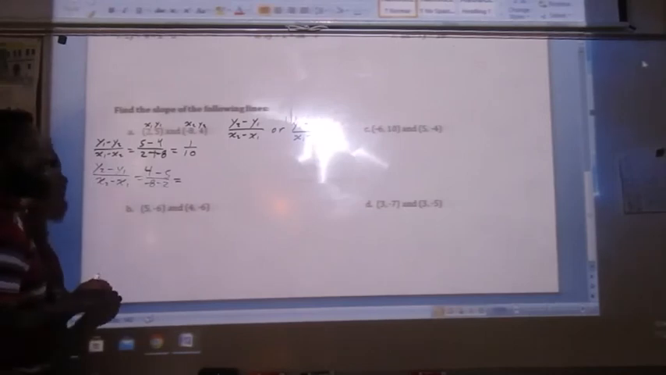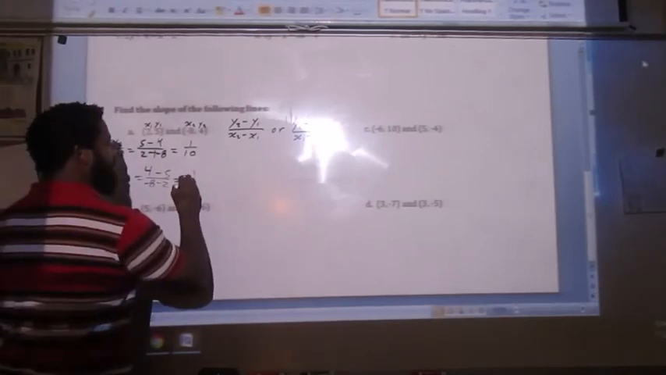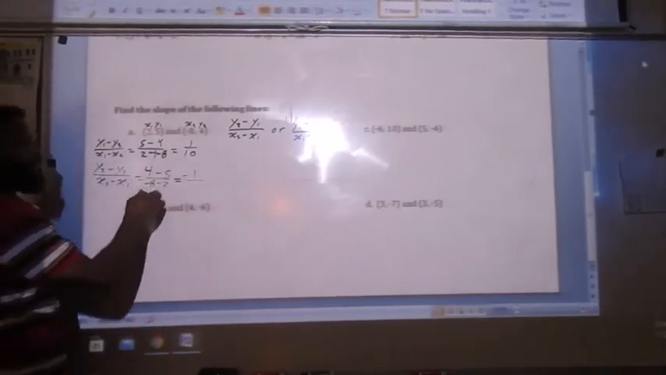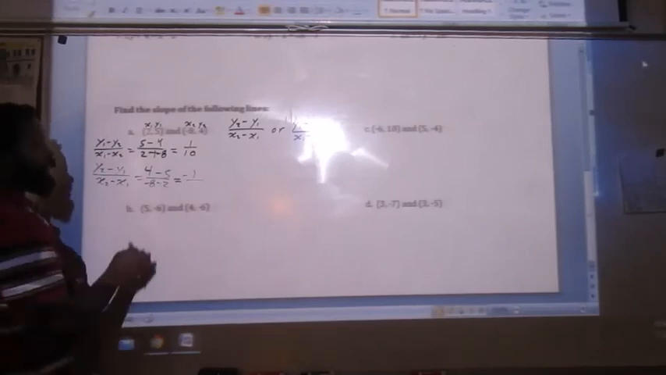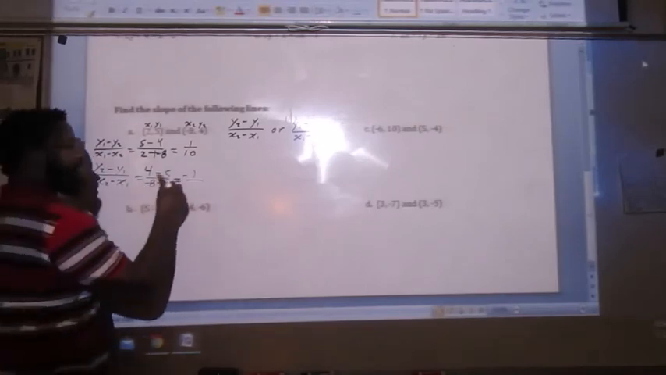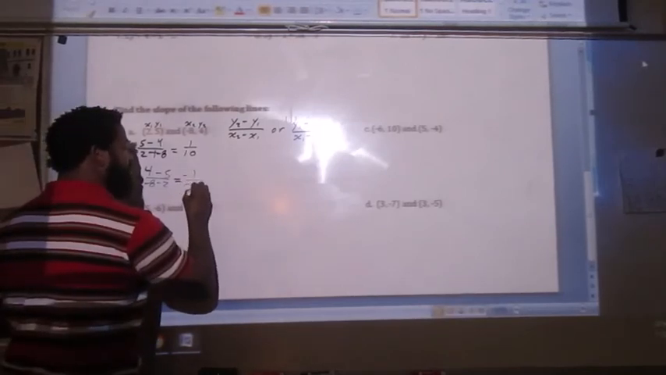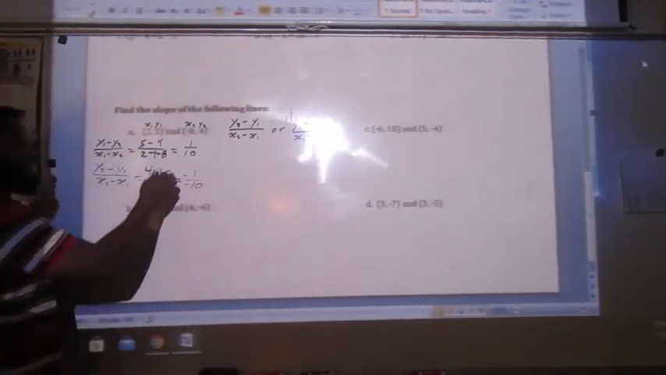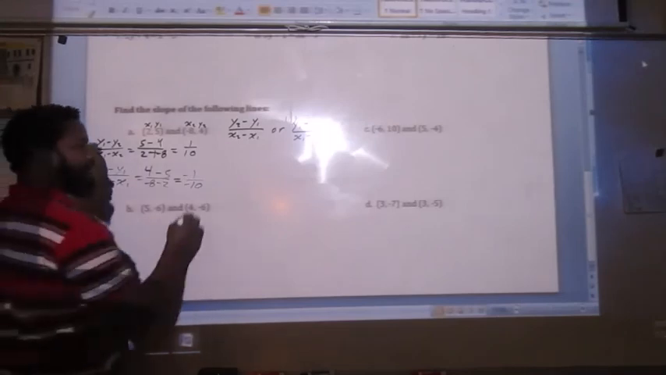What's 4 minus 5? -1. What is -8 minus 2? -10. Same sign, sum, -10. It's the same thing except for the signs are different. Negative divided by negative is a positive.